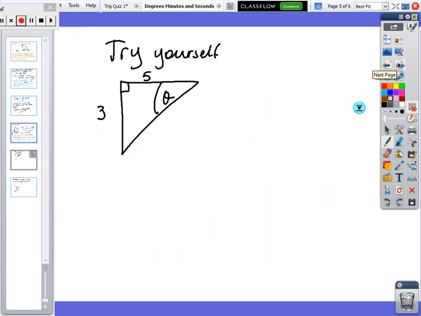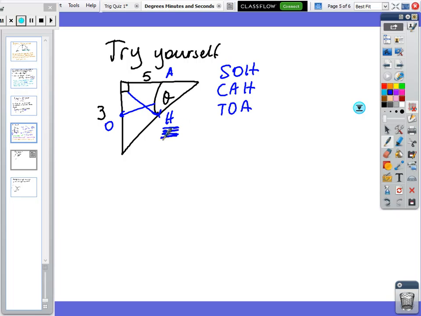Okay, so I want you to try this one for yourself. Same setting out, work out if it's a sine, cos, or tan, and then when you're ready, press play again and see how we go. Okay, so hypotenuse, opposite, adjacent, SOHCAHTOA. There's no hypotenuse, so you can't use sine and you can't use cos. It is a tan question.